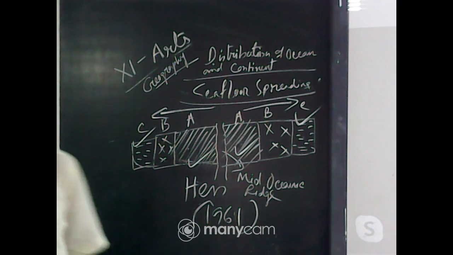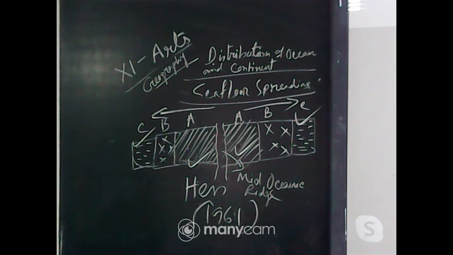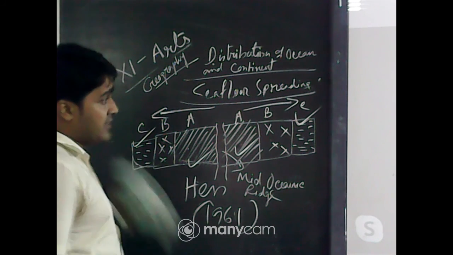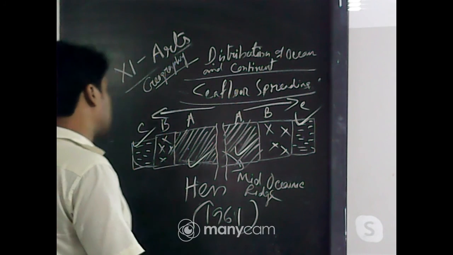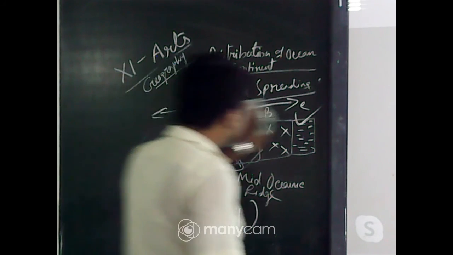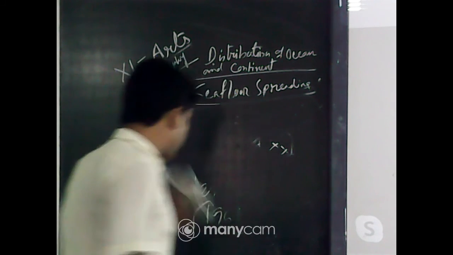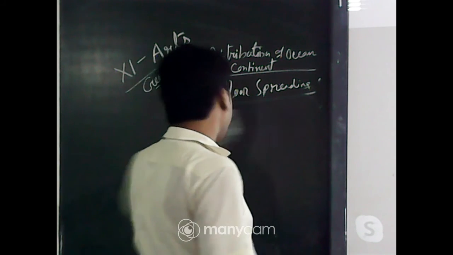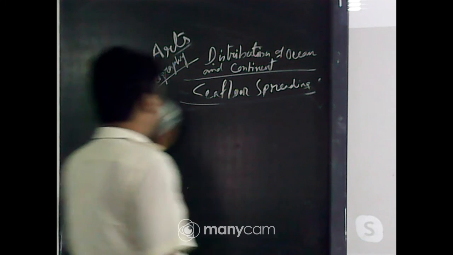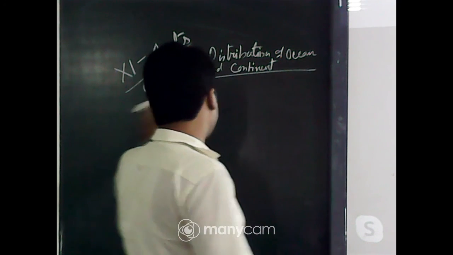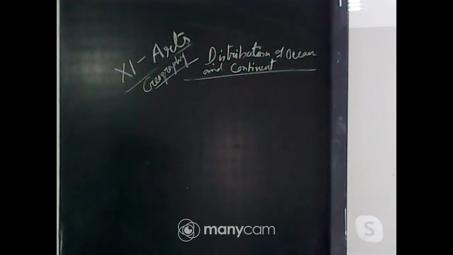So first, when you write about the seafloor spreading theory, you have to mention the introduction of this theory: the scientist Harry Hess first introduced this theory. And after that, the remaining portion, that means the 5 points, you have to explain, and if you can, draw this diagram also. Okay.